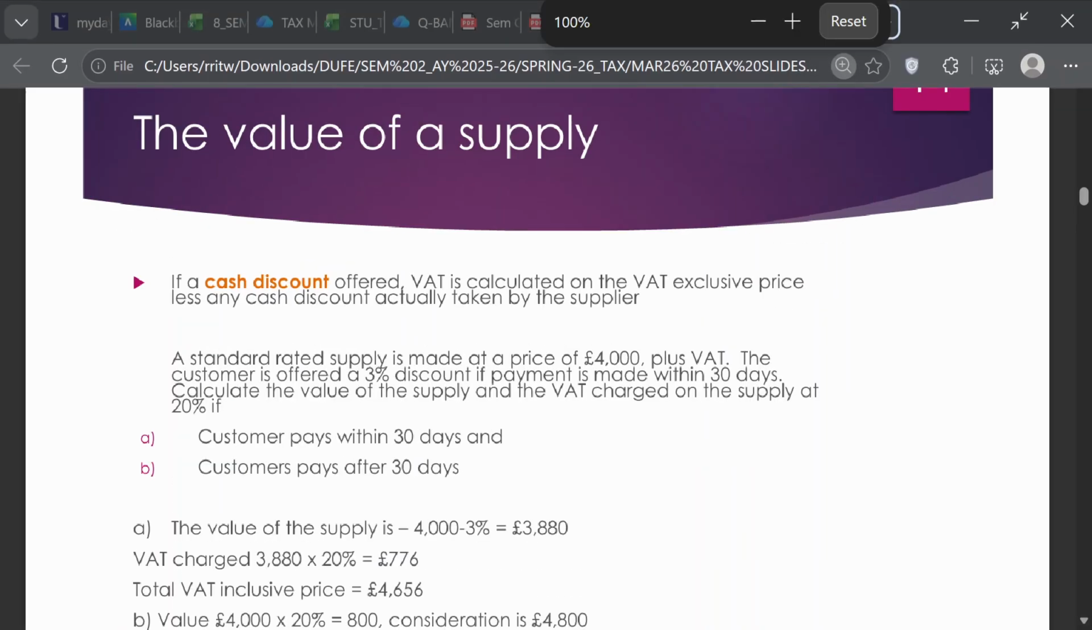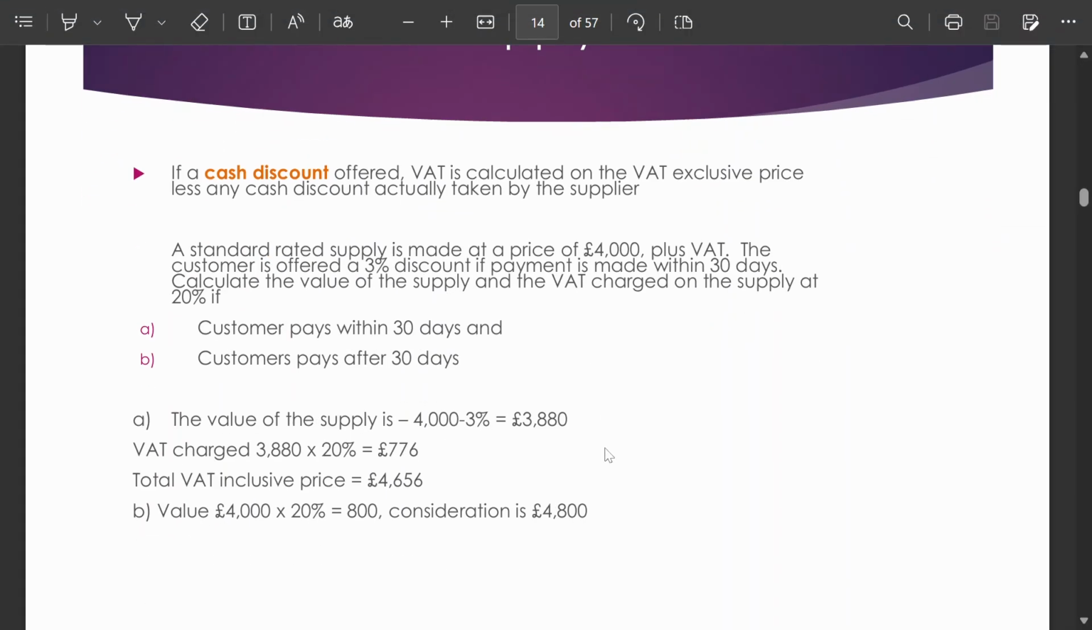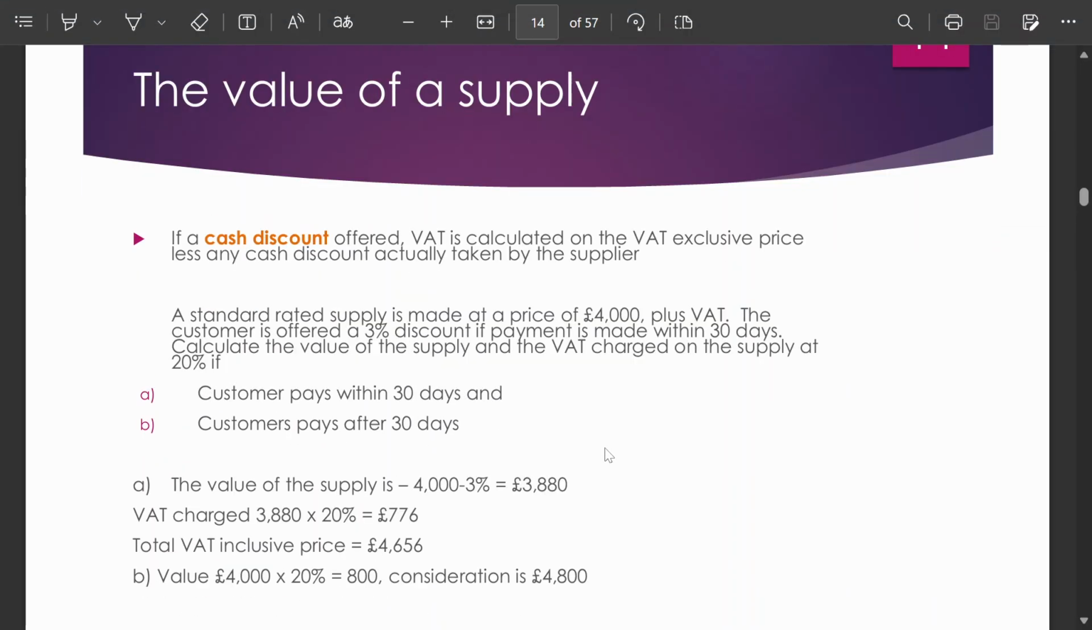Now, here you have to take, so there'll be some examples of some questions. You might have a case where the customer is offered some kind of discount, where if you pay within 30 days, you get some amount of discount. You get a 3% discount in this case.